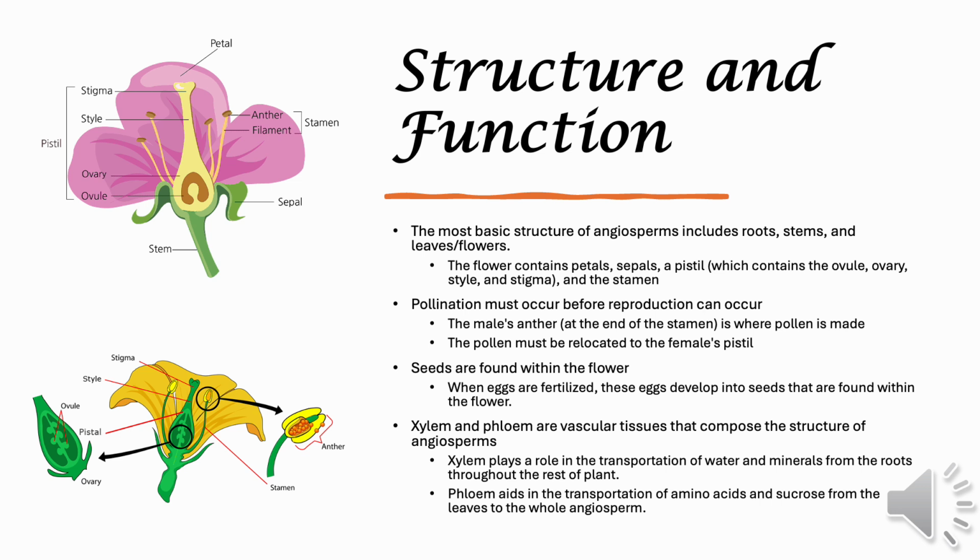And xylem and phloem are vascular tissues that compose the structure of angiosperms. Xylem plays a role in the transportation of water and minerals from the roots throughout the rest of the plant. And phloem aids in the transportation of amino acids and sucrose from the leaves to the whole angiosperm.